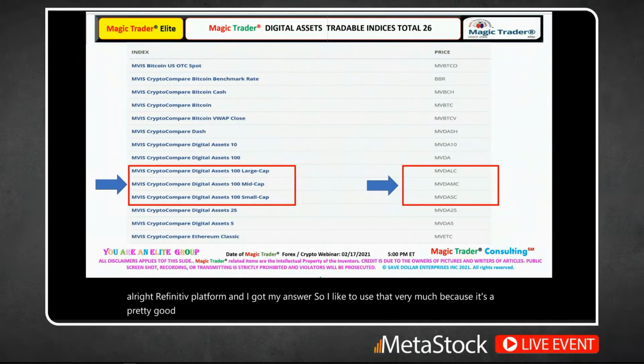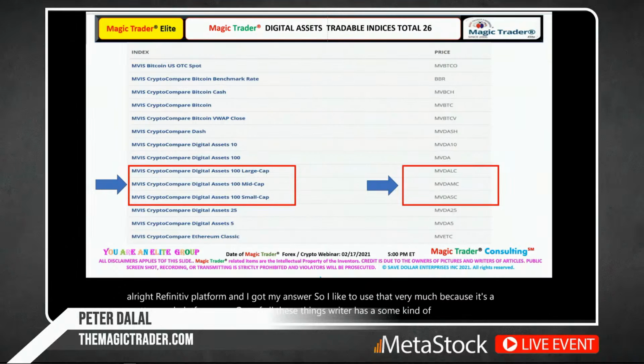Now, out of all these things, Reuters has some kind of deal. I don't want to get into that. Digital asset tradable indices.